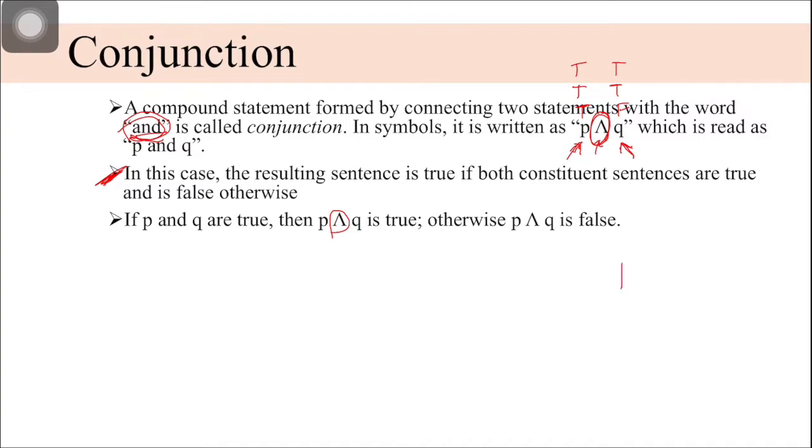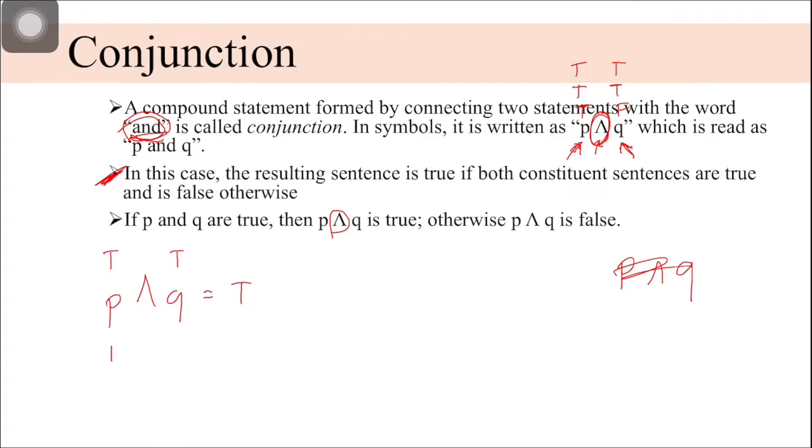So P and Q, we connect them. The resulting sentence is true if both constituent sentences are true. So our P statement and our Q statement must both be true in order to have a resulting sentence which is true. Otherwise, the resulting sentence is false.